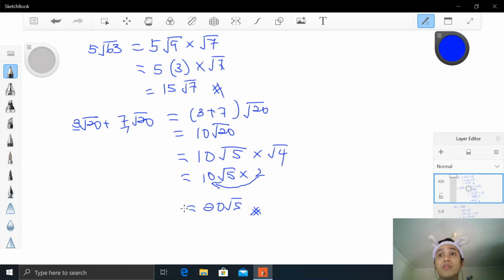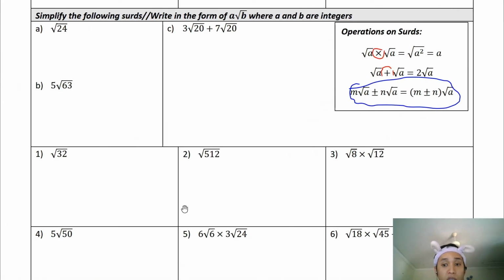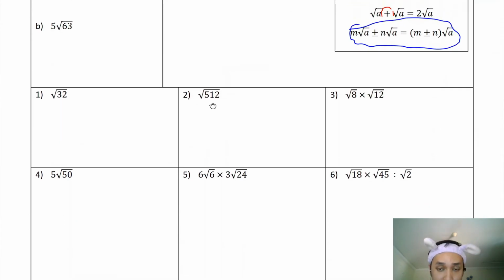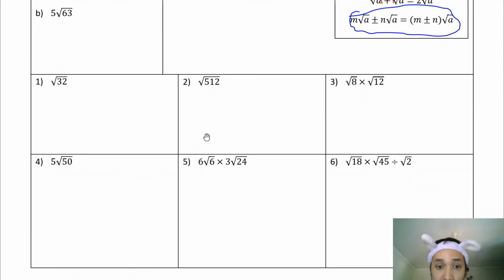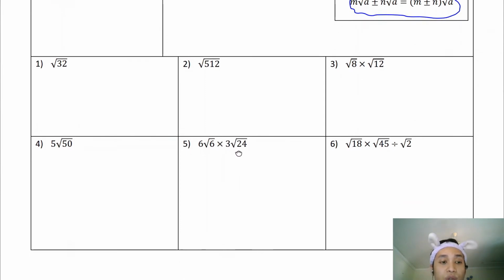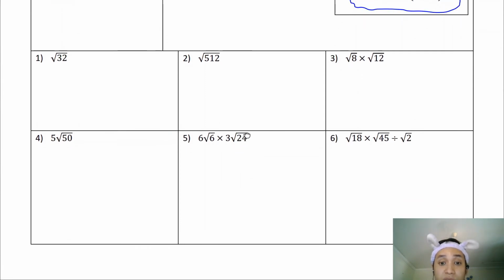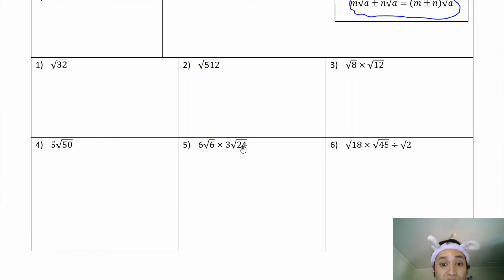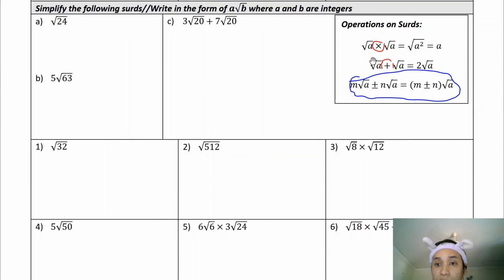It's not as complicated as your indices. Actually, I feel surds is much easier to do. So you can try and simplify everything, try and factorize. For example, like this one, 6 surd 6, and then this one is 6 surd 24. What you can do is make surd 24 so that you can get the same term as this one, surd 6. You know 6 times 4 is 24, so you can change it into that one so that you can use this one.